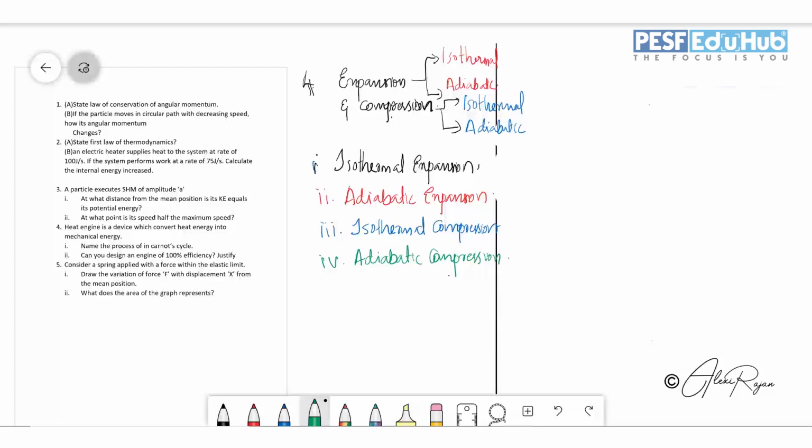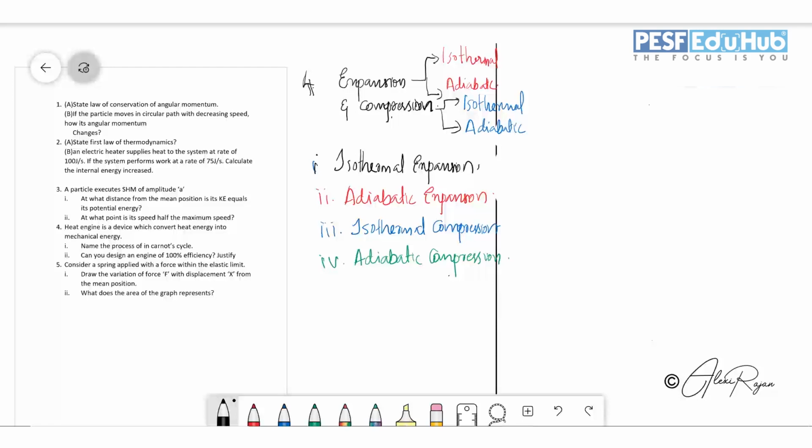So now the second sub question: can you design an engine of 100% efficiency, justify? In the case of a Carnot cycle, Carnot is stating that Carnot engine is the only engine which is having an efficiency 100%, and unfortunately it is not a practical engine because no other engines have 100% efficiency, and Carnot's engine is in fact an ideal case, and it is not at all possible also.